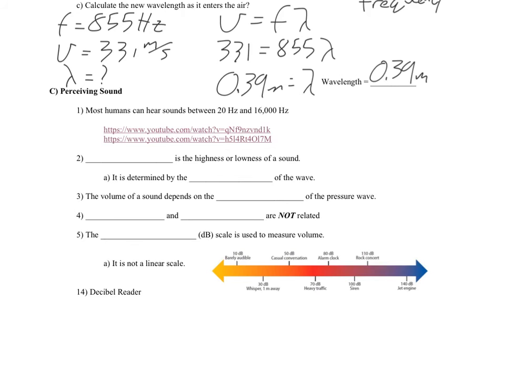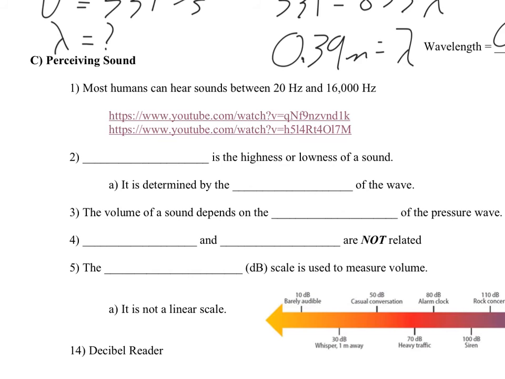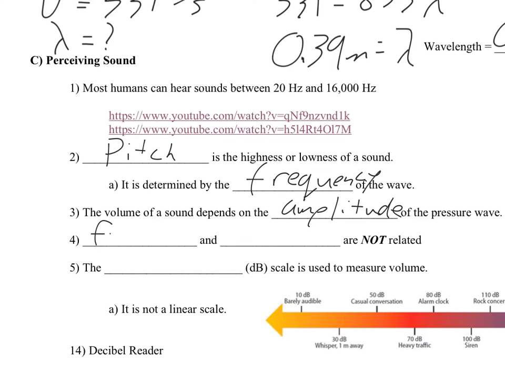All right, so for this part, we're just kind of talking about what frequencies people can hear, which ones they can't hear. So we watched a couple videos. Pitch is the highness or the lowness of a sound. It's determined by the frequency of the wave. The volume depends on the amplitude. And it's important to note that frequency and amplitude are not related. By that same idea, pitch and volume aren't really related.